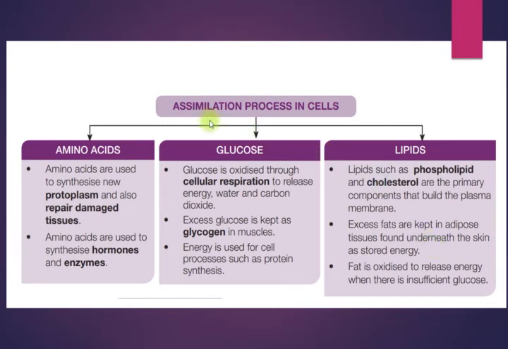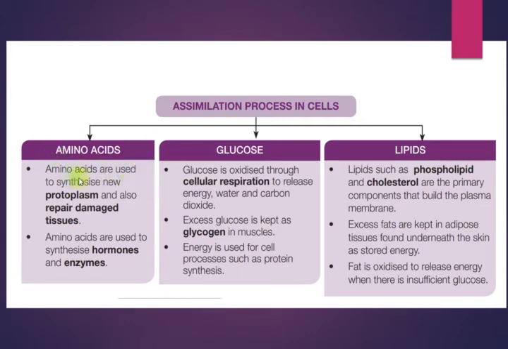Okay, next we go to the assimilation process in the cell, in the body cell. So what happened when the nutrients reach the body cell? Okay, next we will discuss the assimilation of amino acids in the cell.